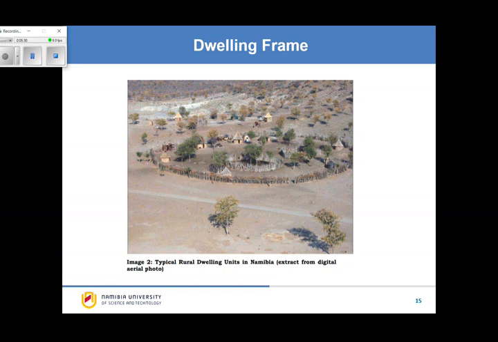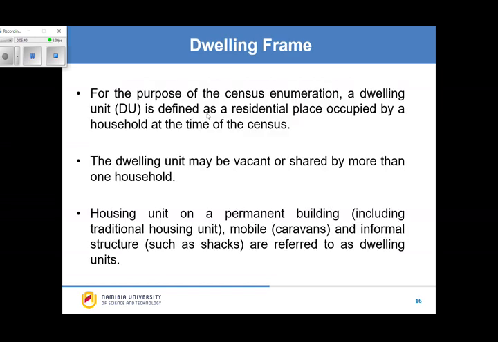For example, a rural household from a Himba village or any other, which is, as you know, very normal in Namibia. For the purpose of census enumeration, a dwelling unit is defined as a residential place occupied by a household at the time of the census. The dwelling unit may be vacant or shared by more than one household, and the housing unit on a permanent building, including traditional housing unit, mobile caravans, and informal structure, are referred to as dwelling units.